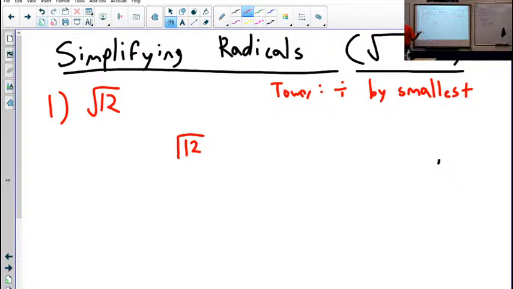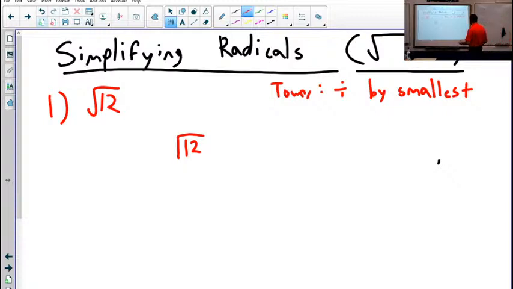We're going to see if we can divide by 2, and we'll keep dividing by 2 until we can't divide by 2 anymore. And then we'll see if we can divide by 3. And then we'll keep dividing by 3 until we can't anymore. When we know we've hit the end is when we've hit the top, when we've hit 1. 1 is the top of our tower.